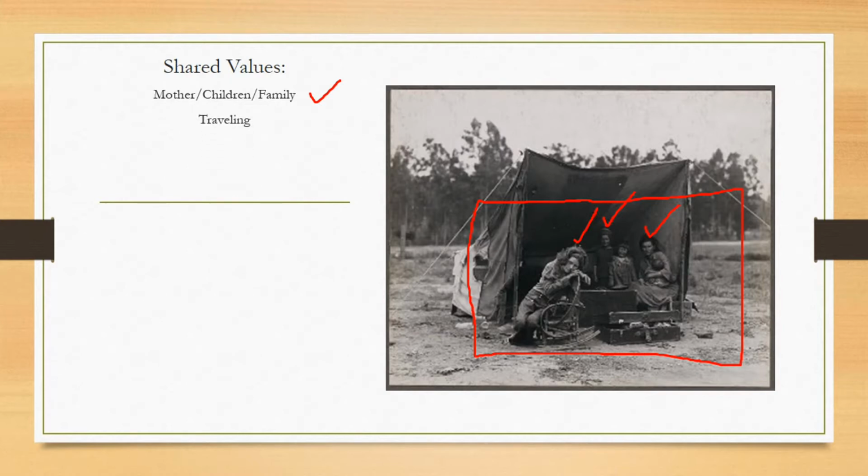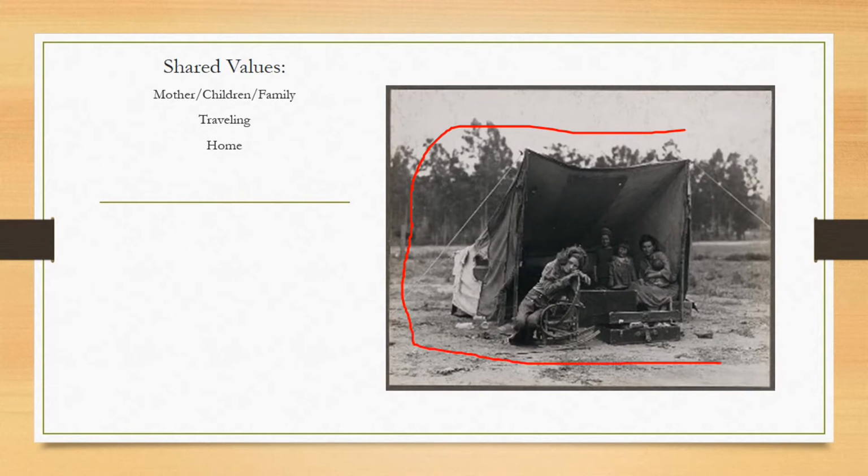Another shared value is maybe you've been traveling before and you know how weary and tired you can get from traveling, and how desperate you can become when you can't find the food or shelter you need while traveling. Another shared value is home. This is their home. All of us have a home, so we share that value, and this would be a pretty sad situation for us to have as a home. And so maybe that's what the photographer is trying to appeal to us, to show us that this is not a good definition of home.